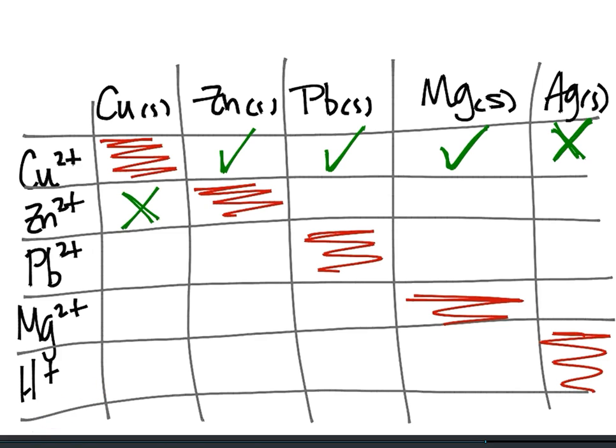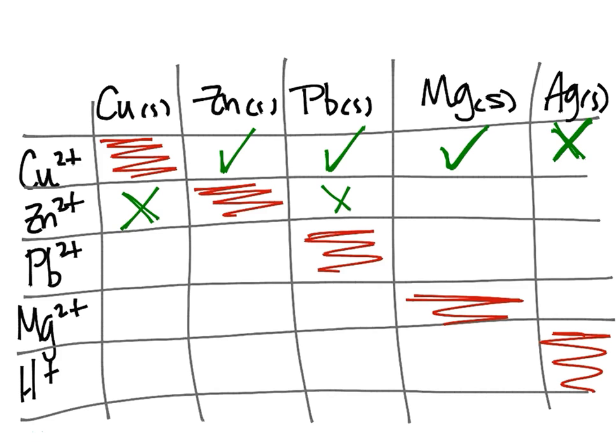Now if we look at the zinc ion solutions, zinc does not react with copper solid. Now this is something we could have filled in ourselves because we see a check mark here. If zinc solid does react spontaneously with copper 2 ion, then you know that copper solid will not react with zinc ion. So this check alone means that we could have filled this X in.